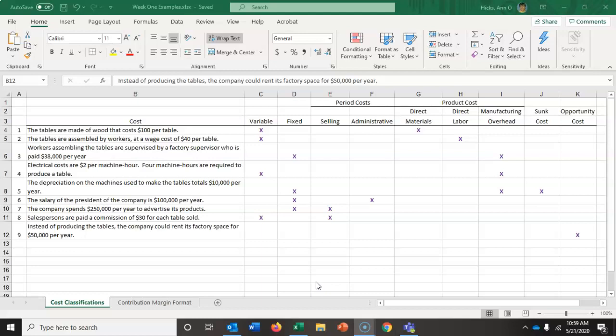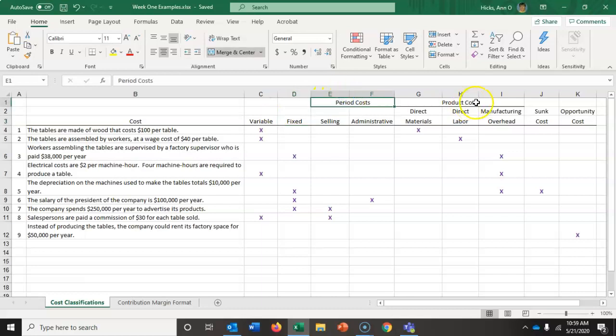And so we're looking at some of the different costs that this company incurs, and we want to classify those costs in a number of different ways. First of all, we want to classify them as variable or fixed. In other words, how will these costs change based on the change in activity?